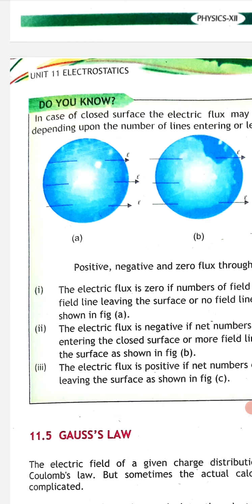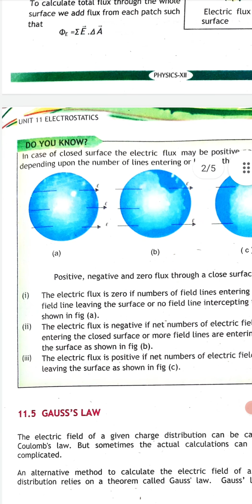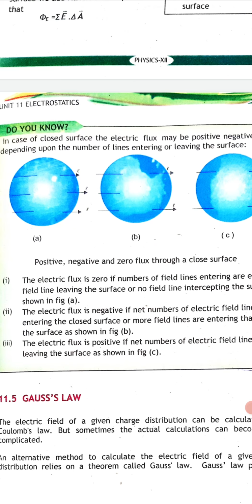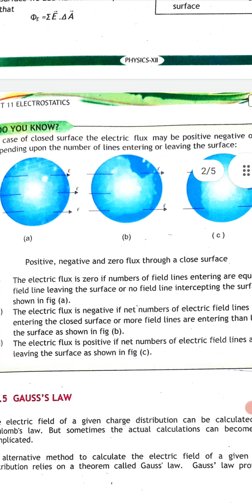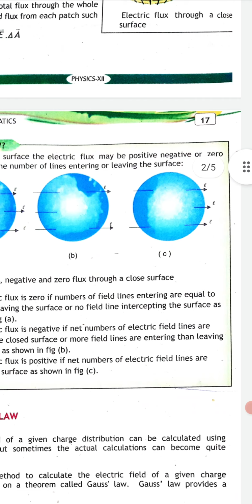Here in this page with the title Do You Know, we have three figures, figure A, B and C. In each figure we will have a different flux. In the first case, the electric flux through the closed surface would be 0. In the second case, the electric flux through the closed surface will be negative, while in the third case, in figure C, the electric flux through the closed surface will be positive. So now the question is what is the physical meaning of positive flux, zero flux and negative flux.